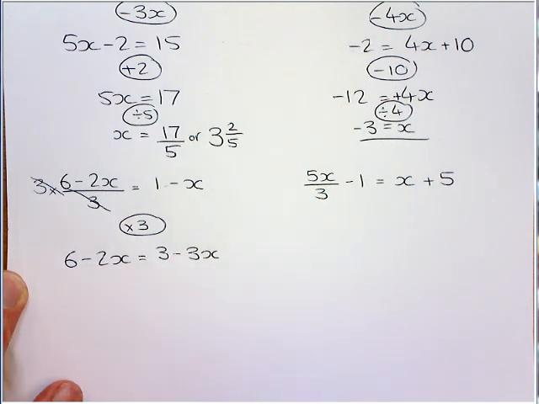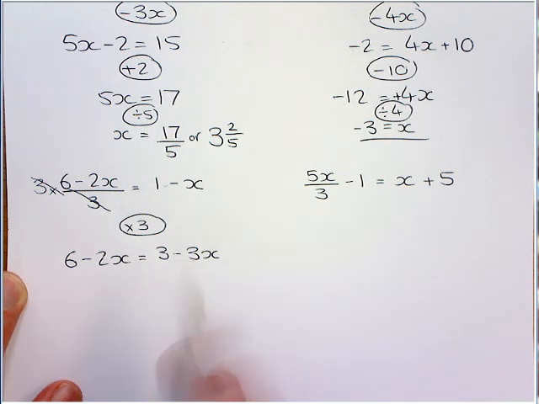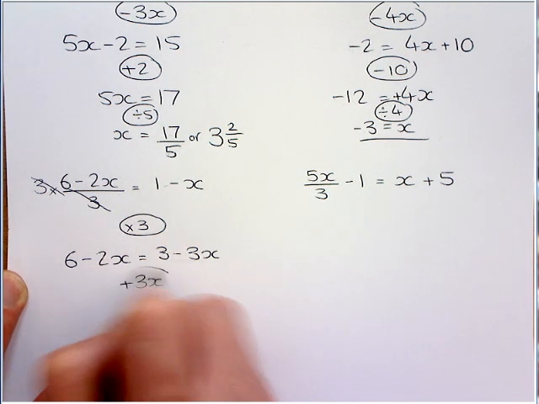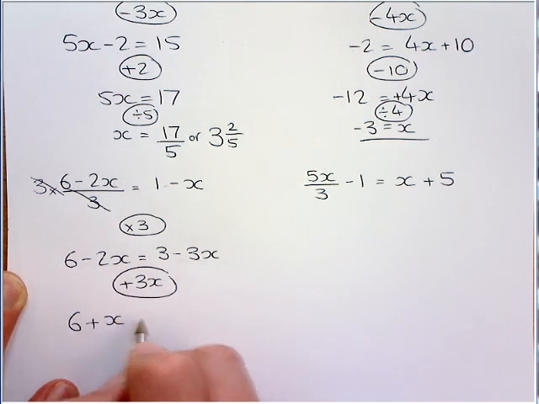And now we can do the same as before. So this has got the least, so I need to get rid of it. So I'm going to add 3x. That would give me 6 plus 1x if I add 3x onto this negative 2.